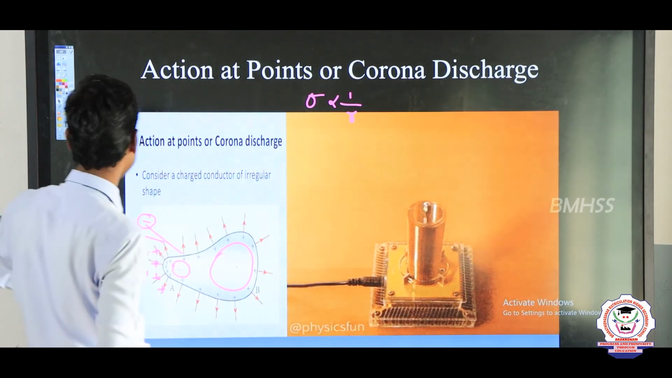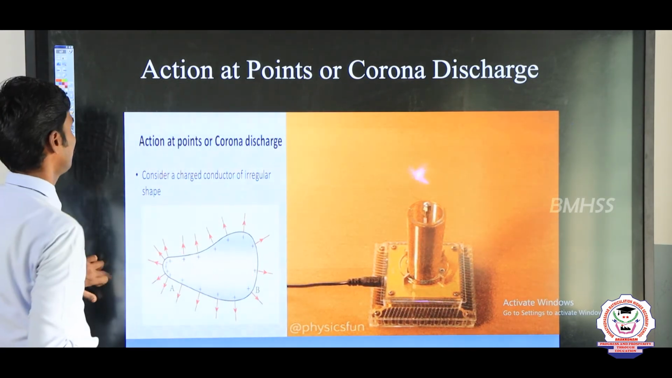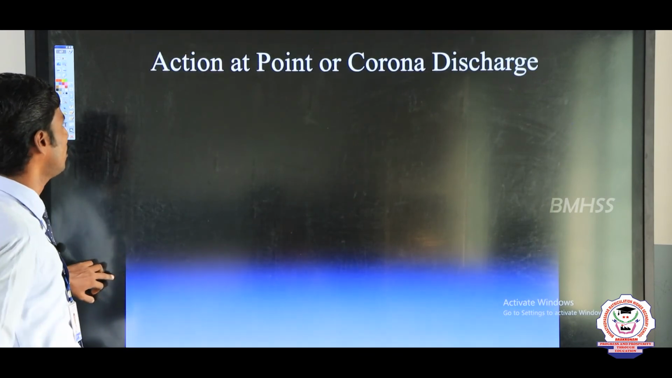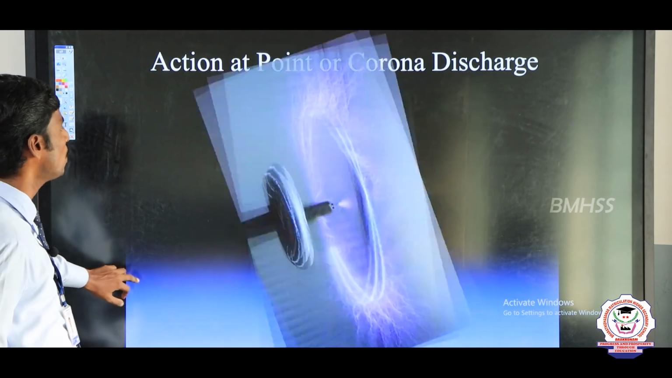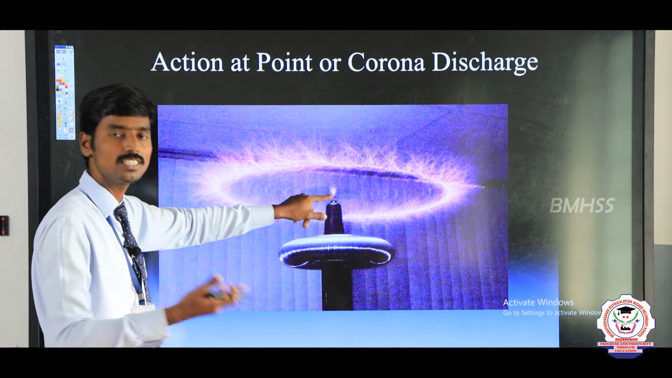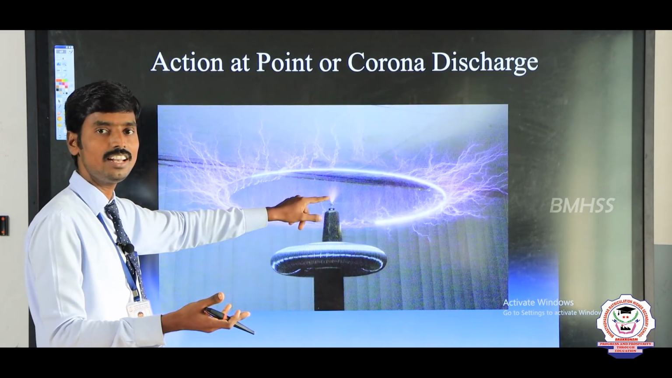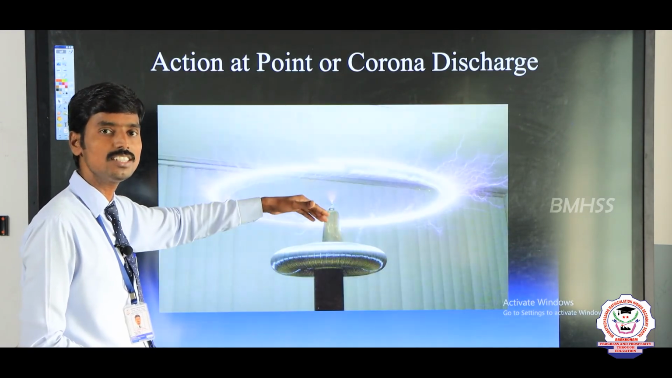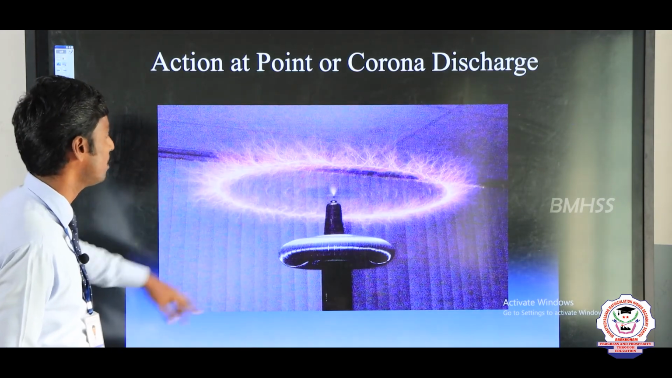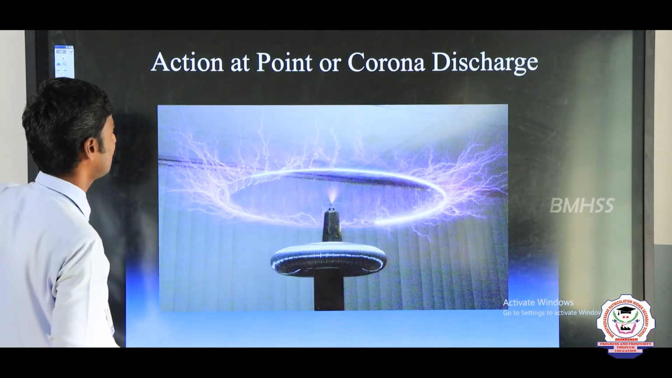The next one is another example, action at point or corona discharge. See, this is a sharp edge. The sharp edge produces a large electric field and ionizes the surrounding air. Some of the charges leak at the sharp edge. This is the action at point. Another example. Okay, next.